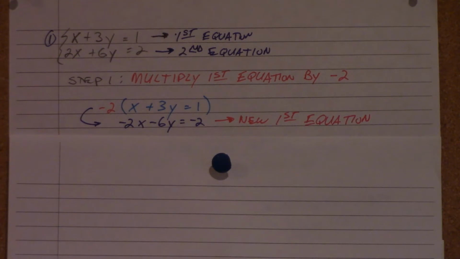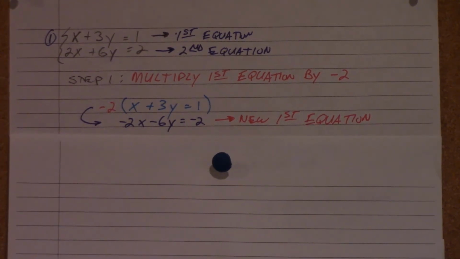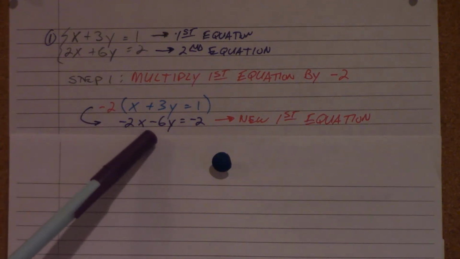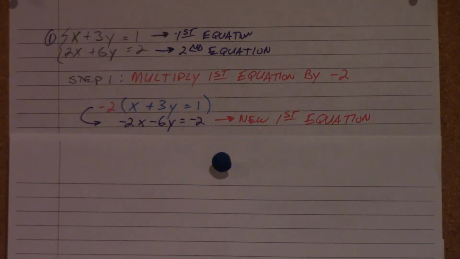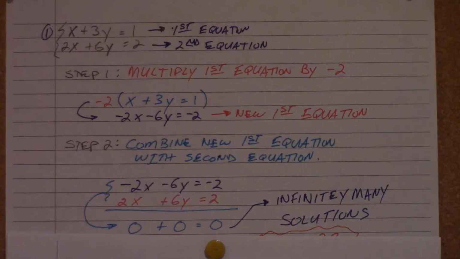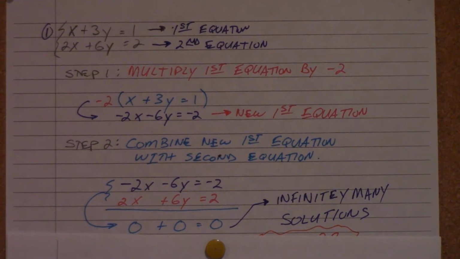So let's do that. Multiply the first equation by negative 2. When you do that, you end up with negative 2x minus 6y equals negative 2. That's your new first equation. Good. Next step. We're going to combine that new first equation with the second equation. So our new first equation, if we multiply by negative 2, is negative 2x minus 6y equals negative 2.